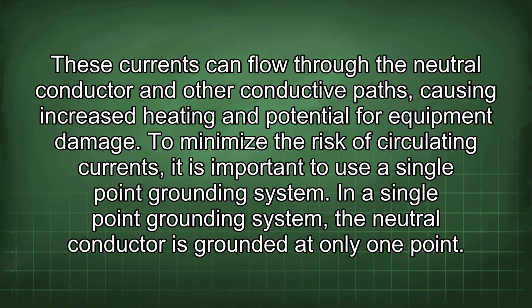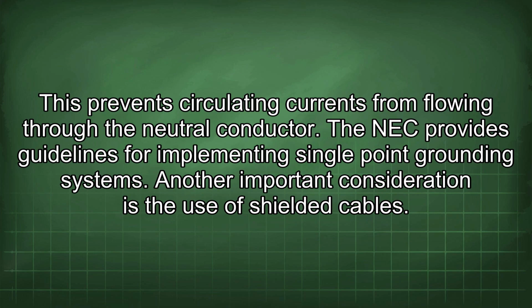To minimize the risk of circulating currents, it is important to use a single-point grounding system. In a single-point grounding system, the neutral conductor is grounded at only one point. This prevents circulating currents from flowing through the neutral conductor. The NEC provides guidelines for implementing single-point grounding systems.